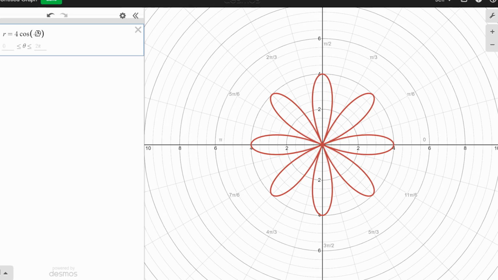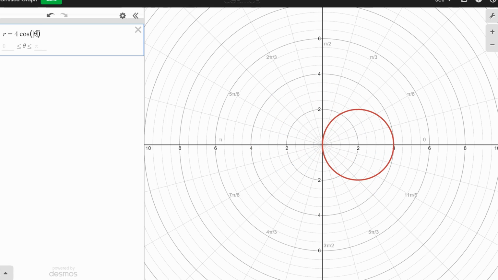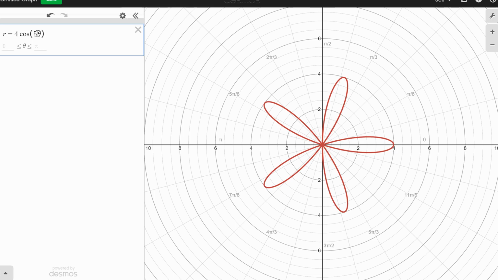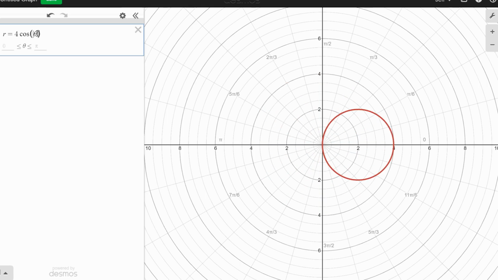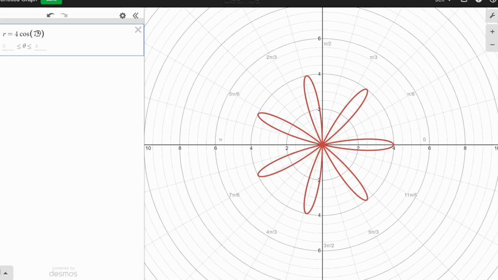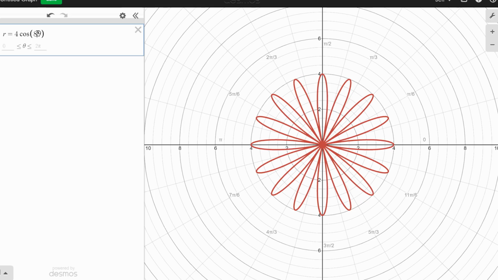It looks like if we put 4 there, we get 8 petals. What if I put in 5? 5, we get 5 petals. So 6, we get 12 petals. And hopefully you're starting to notice a little bit of a pattern here with these rose curves. With 7, we get 7 petals. With 8, we'll get 16 petals.